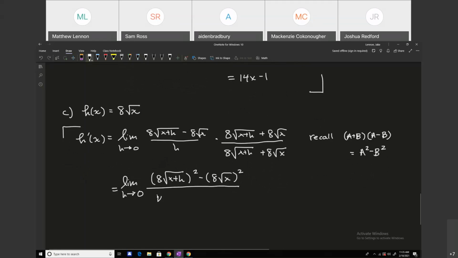And the bottom, I'm just going to write those next to each other, the 8 square root x plus h plus 8 square root x. So on the top, when you square 8, you get 64. So we're going to get 64 times x plus h. The square also cancels the square root. And then minus 64x here. And then the bottom remains the same.